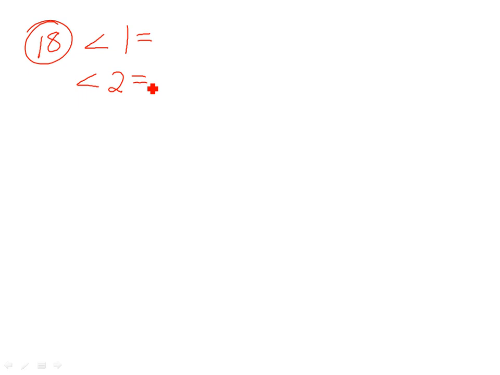Go ahead, Kelsey, read a little bit. Measures of two complementary angles. All right, stop right there. Complementary, what's that tell us? Anybody? 90 degrees. Someone write that up here, because I'll forget it if I don't write it down.